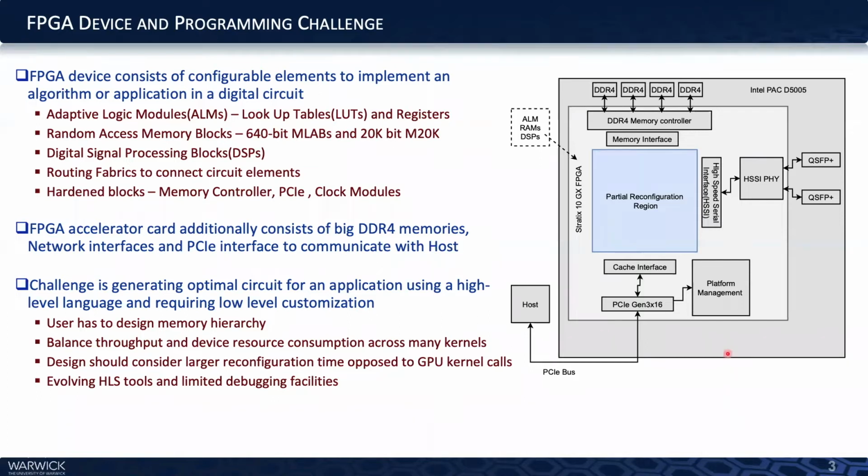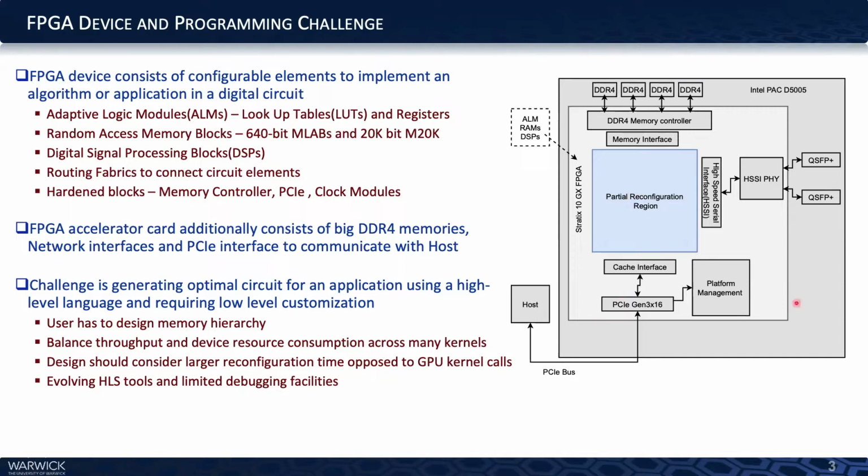The diagram shows the high-level architecture of the Intel PAC D5005 accelerator card. Here some additional hardened modules such as the DDR4 memory controller and PCIe controller can be seen in this Stratix 10 FPGA. Big DDR4 memories, network interfaces and the PCIe interface can be found in this FPGA card. Kernels of an application designed by the user will be loaded in the partial reconfiguration region of the FPGA.